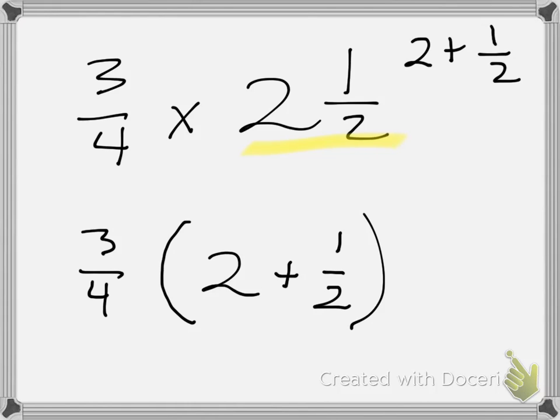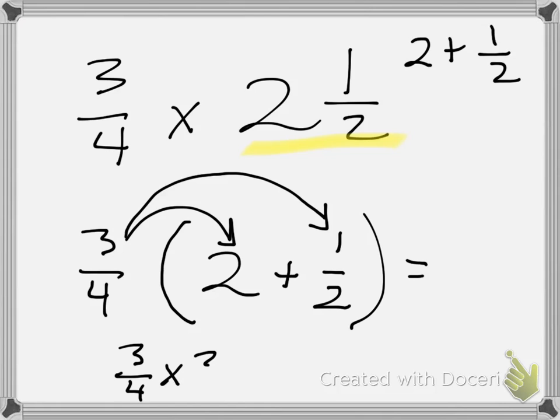And now I have two multiplication problems. 3/4 times 2, 3/4 times 1/2. So I have 3/4 times 2/1 plus 3/4 times 1/2. I've run out of room, so I'm going to the next one.